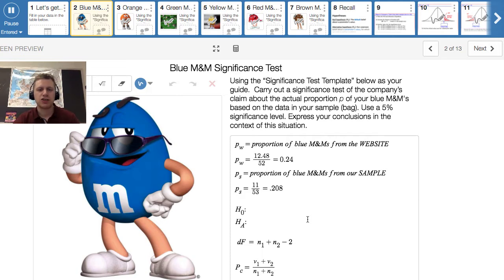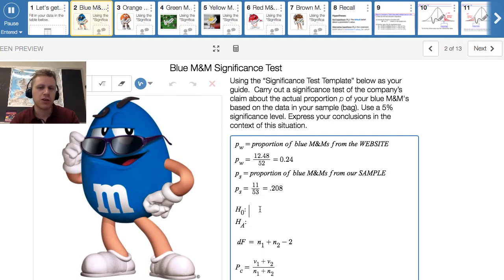I now have these two proportions: what the website says, 24% should be blue, and what my sample says, which is 20.8%. Now the whole idea, again, is to decide, is the website correct? Is there actually 24% blue M&Ms in the bag? And naturally, if I get 20.8%, that's normal, that should happen. That's a natural fluctuation. Or is that 20.8% low enough that I can just say it's probably not 24% in the bag? Maybe it was 23%, 22, but it's just probably not 24%.